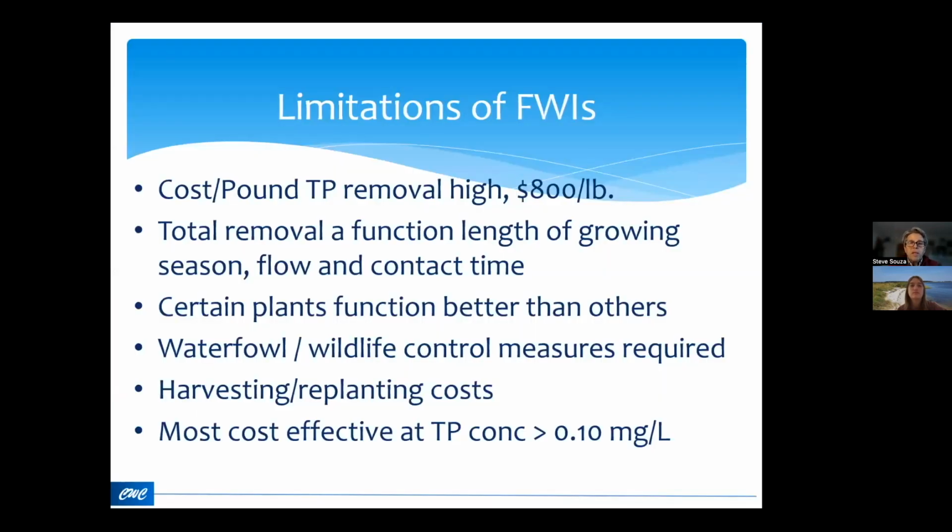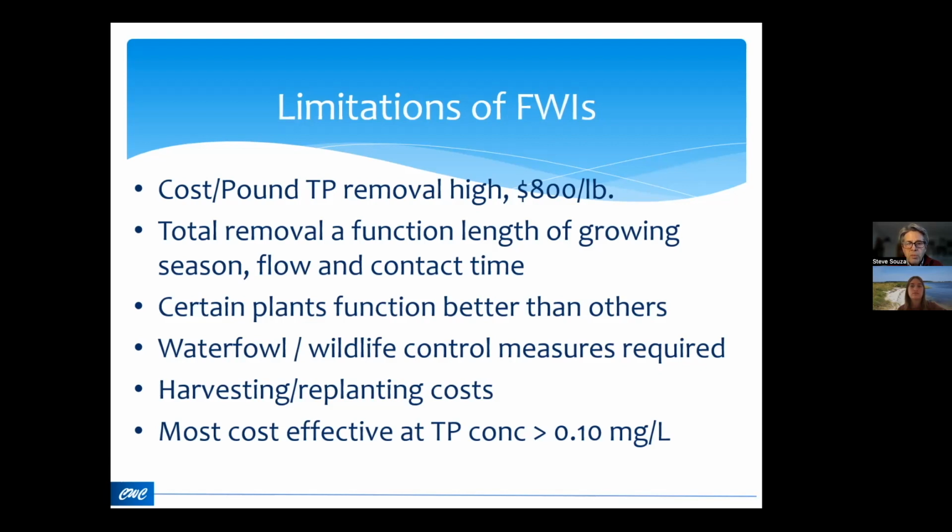There are some limitations. First off, the cost per pound, both for phosphorus and nitrogen, is relatively high, about $800 a pound. That's about the same cost per pound for the removal of phosphorus and nitrogen using various types of stormwater techniques, particularly, say, for instance, planter boxes or large-scale manufactured treatment devices.